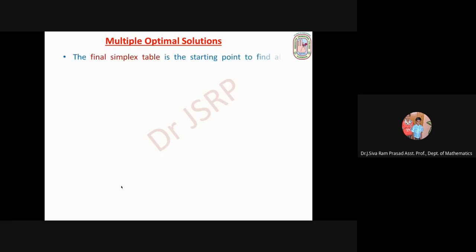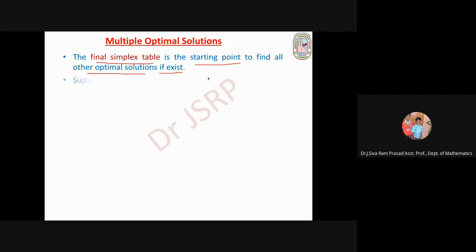So how do you find the multiple optimal solutions? First, how do we check whether the problem has multiple optimal solutions? For that, the final simplex table is the starting point to find all other optimal solutions, if they exist. Suppose the LPP has multiple optimal solutions, how do you identify that? The final simplex table is the starting point to check whether the LPP has a unique optimal solution or more than one optimal solution.